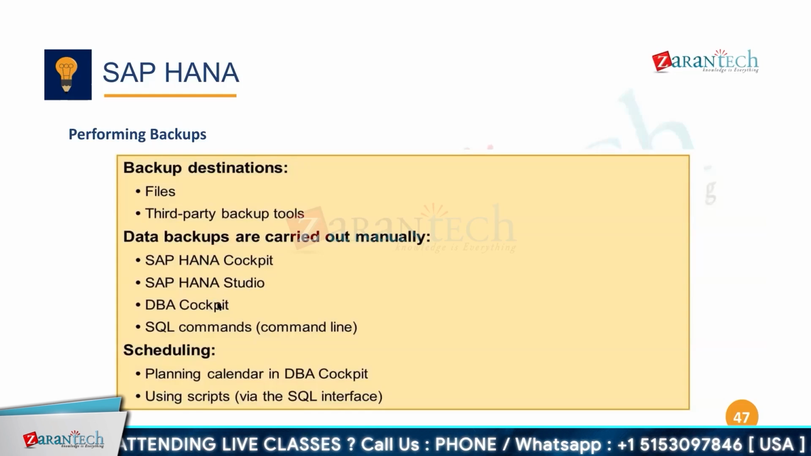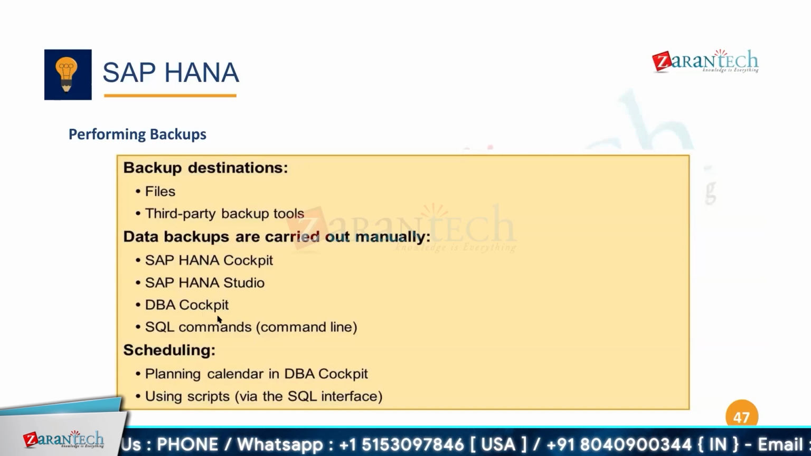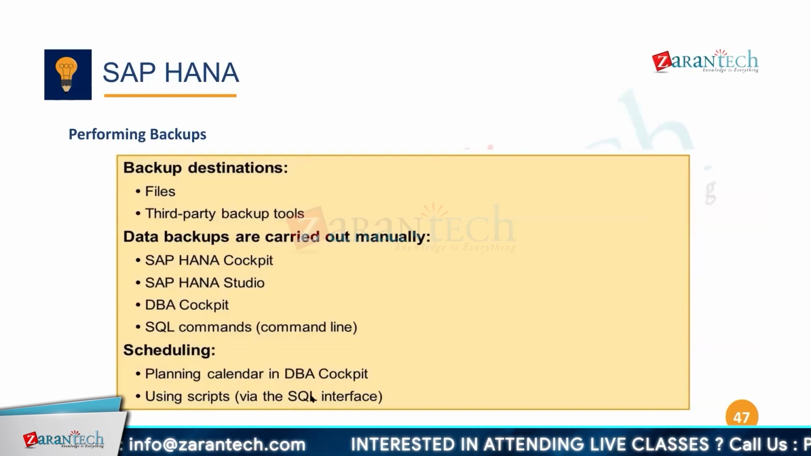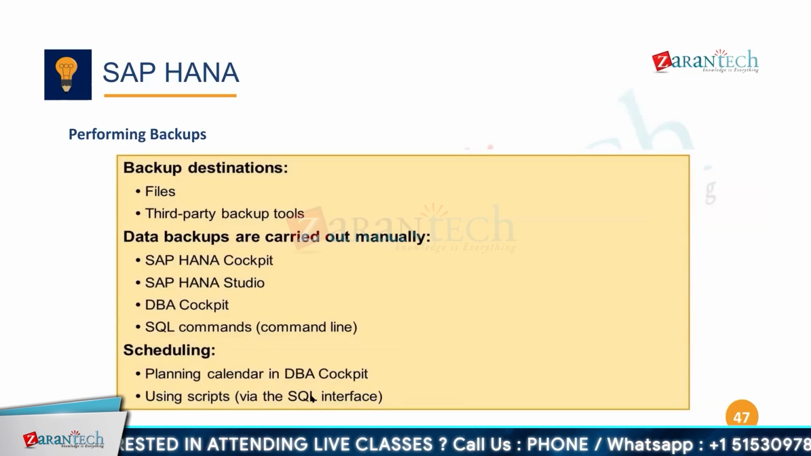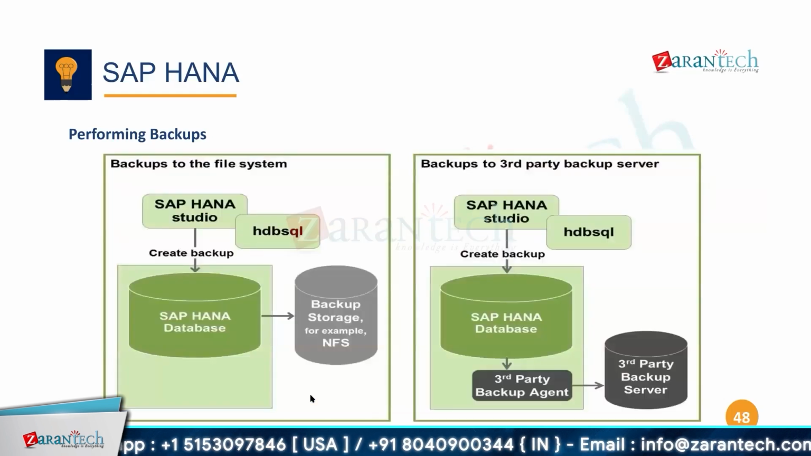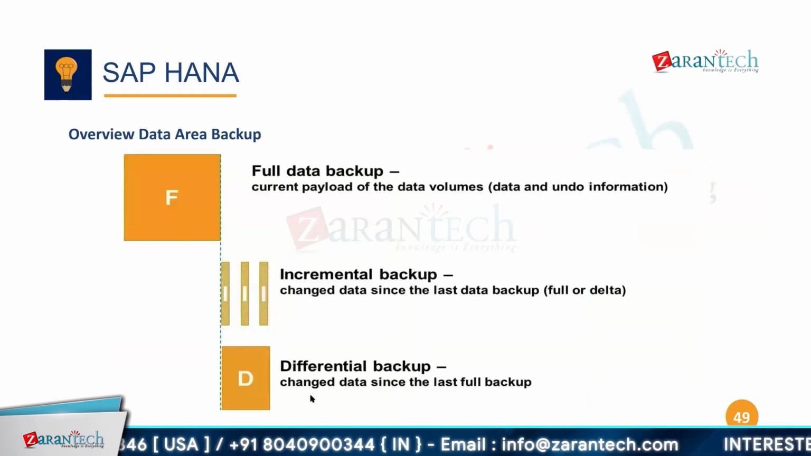In DBA Cockpit also you can go and trigger immediately. But for scheduling, if you want to run every day or on alternate days, you always have to plan it in the DBA Cockpit, or use scripts like SQL scripts and schedule them in a cron job at OS level. Do you understand the question? HANA Studio you cannot use to schedule the backup, but you can use it to trigger the backups.